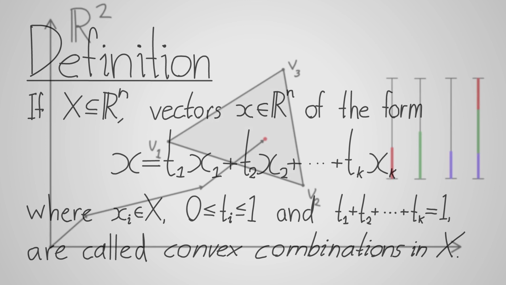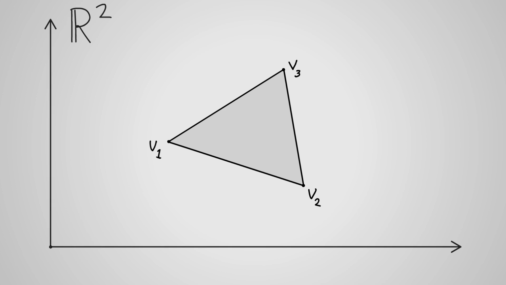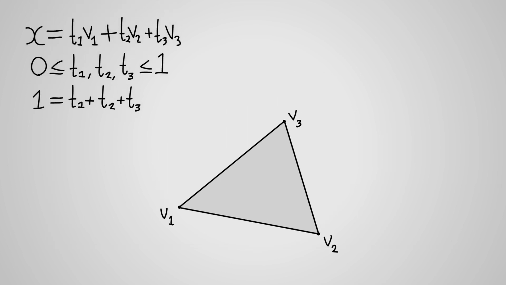First, let's prove our result. So, we've shown that every point in the triangle is a convex combination of the vertices of that triangle. Now our goal is to prove that any convex combination of the vertices is a point of the triangle. So, let x be an arbitrary convex combination of v1, v2, and v3. That is, suppose that we have numbers t1, t2, and t3 between 0 and 1, which add to 1, and consider the vector x equal to t1v1 plus t2v2 plus t3v3.